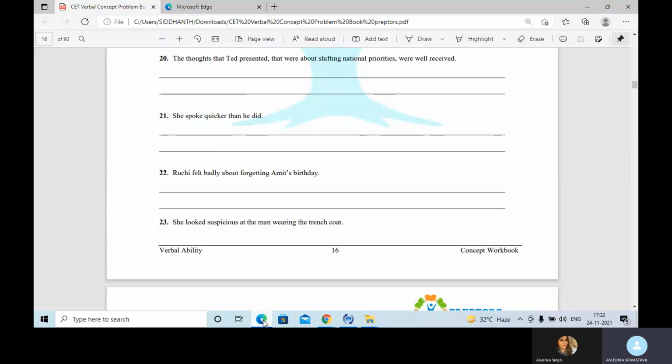22nd, the sentence itself sounds incorrect when we read it. Ruchi felt badly about forgetting Amit's birthday. Again, the sentence is incorrect. So we will take it as Ruchi felt bad about forgetting Amit's birthday.